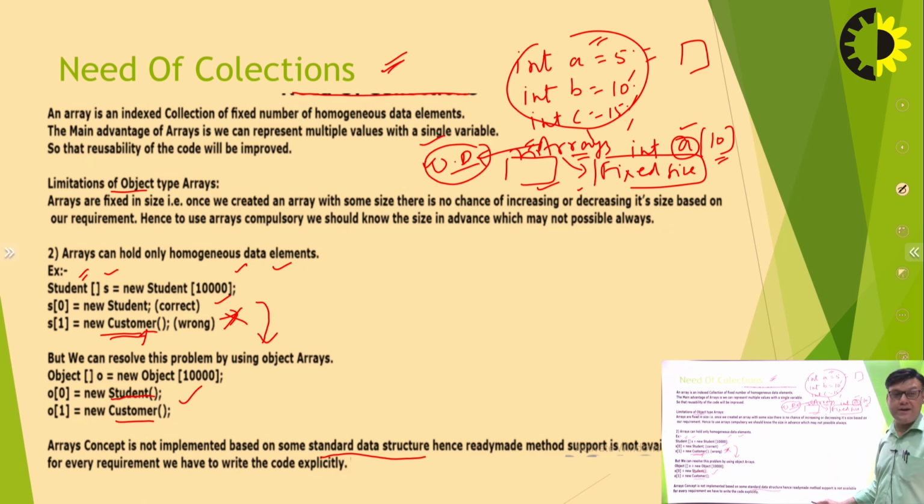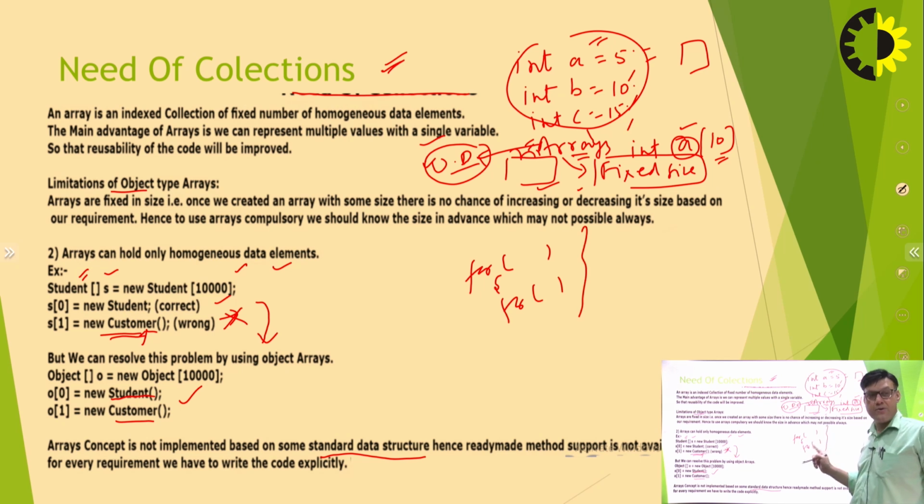It does not provide any ready-made support for the method, which is unavailable. So it means we need to write the code explicitly. Let me explain. For example, in an array, if I want to do sorting or searching, for doing the sorting, what do I have to do? I have to write some lines of code using two for loops for sorting purposes.